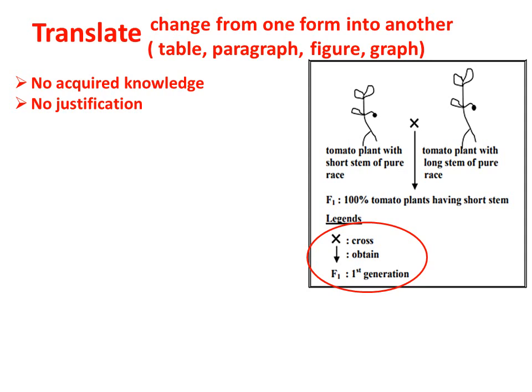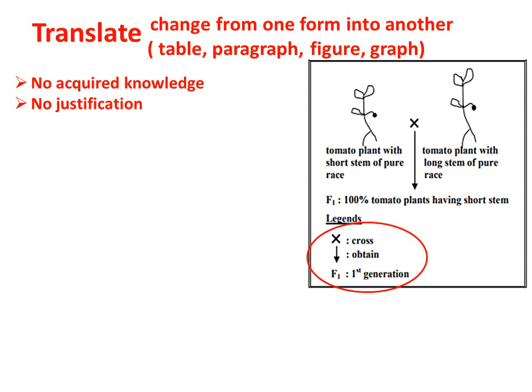So I come to this schematic figure and I have to use the legend. The legend is circled in red. X means cross. Although cross also means fertilization, I'm not supposed to use the word fertilization. I use the words given in the legend. The arrow means obtain. Of course, I can use obtained, is obtained, obtains. I can change the tense and change it from passive to active, but I have to use the word obtain. I cannot use the word give.